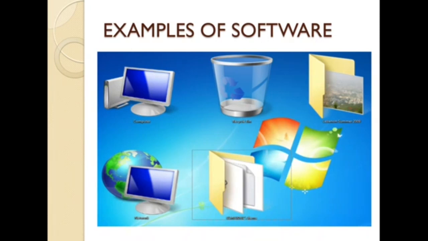Okay? So computer is classified into two: one is hardware and the other one is software. Hardware is the physical part of the computer, but software is a set of instructions. Hardware we can touch, but software we cannot touch. Now we have to go for our next topic.